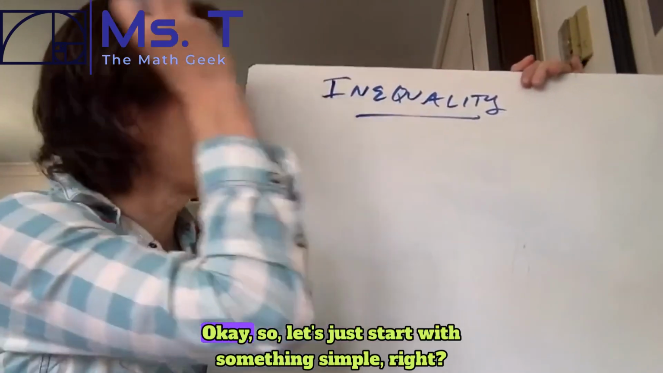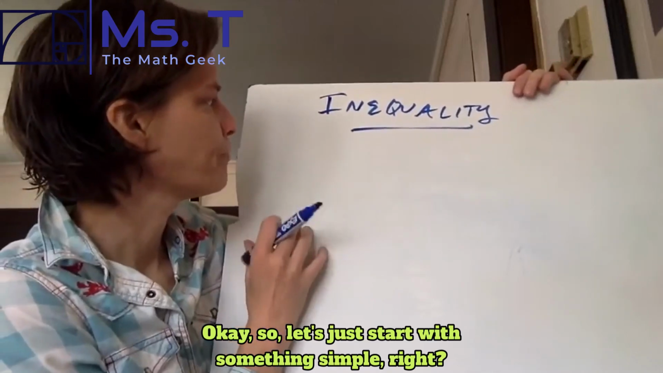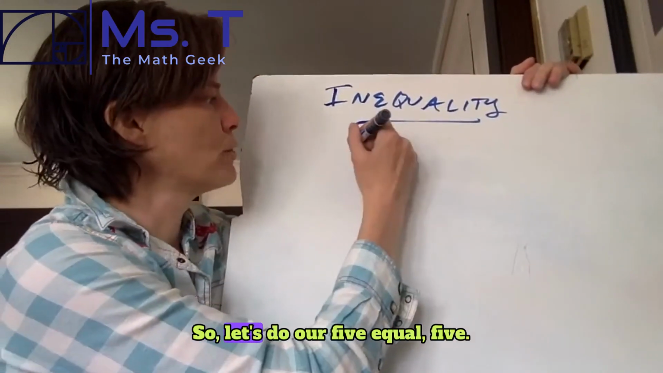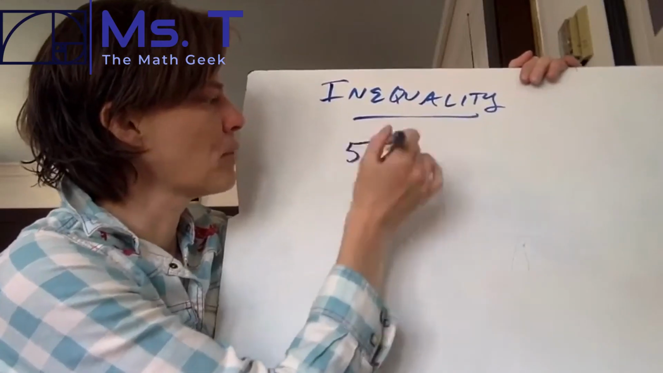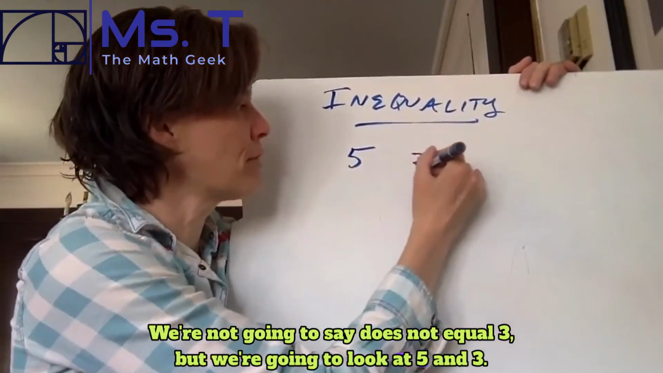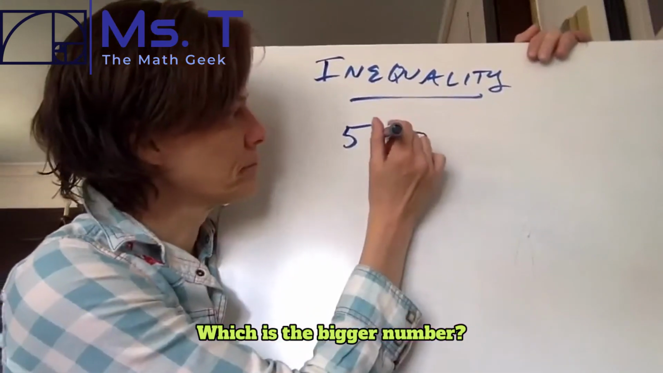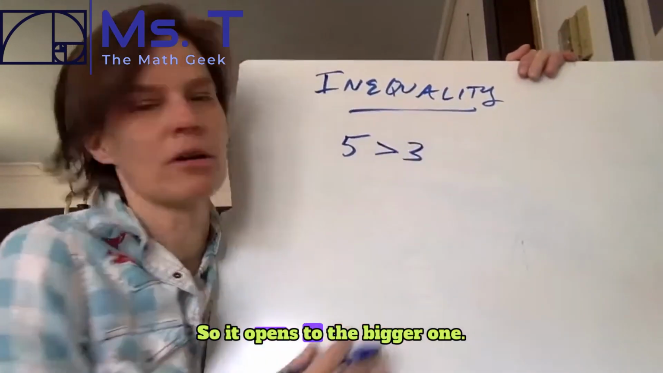No sleep. Okay. So let's just start with something simple, right? So let's do our 5. We're not going to say does not equal 3, but we're going to look at 5 and 3, okay? Which is the bigger number? That, so it opens to the bigger one.